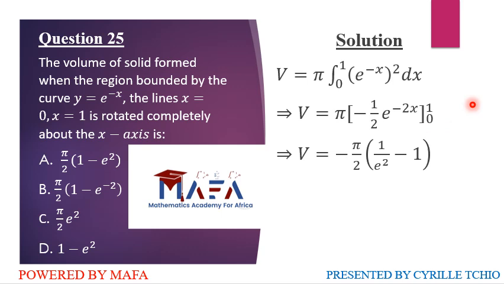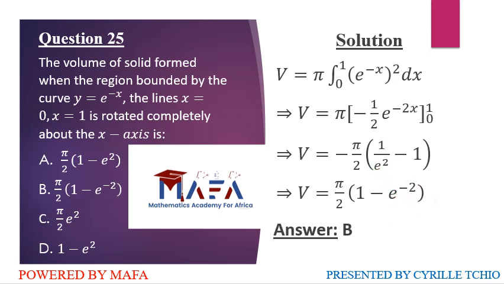So V is equal to, you bring this half, this is a constant, so it can be moved out, so you're having negative pi on 2 into 1 over, if you put 1 here, you're having e to the, because you're having upper limit minus lower limit, so upper limit here is e to the negative 2 into 1, that is e to the negative 2, that's 1 over e squared, minus 0, 1. So if you bring this negative in here, you're just having V is equal to pi on 2 into 1 minus e to the negative 2. Remember that 1 over e squared is the same thing as e to the negative 2. So if you just compare directly, you are going to see the answer is B.